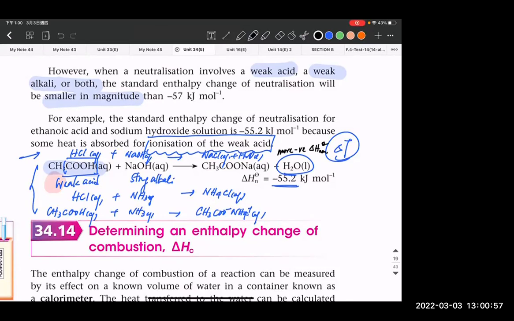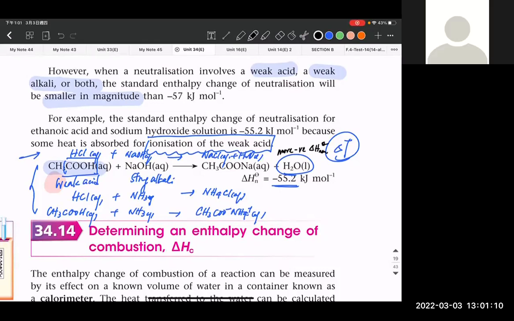While which one will have the least negative value? Which one? Now this is number 1, the most exothermic. And these two, how about these two? They are more or less similar, right? Yes, this is the ammonia and the phenolic acid, this one. Now this is the combination of weak acid and weak alkali. Okay, so this one is the least negative delta H of neutralization.